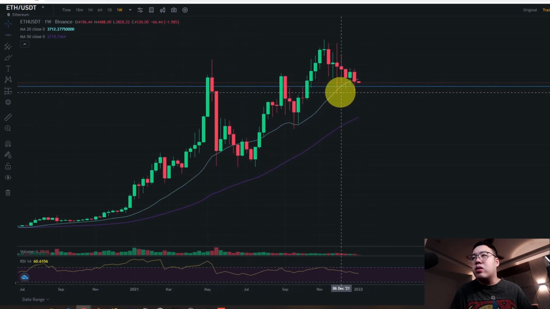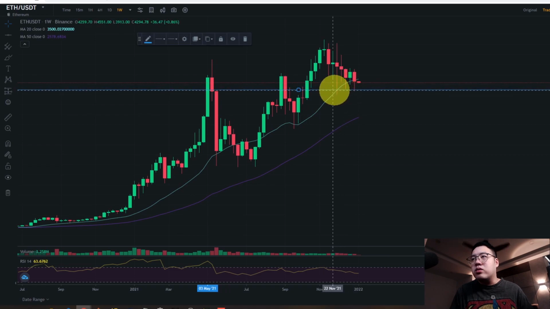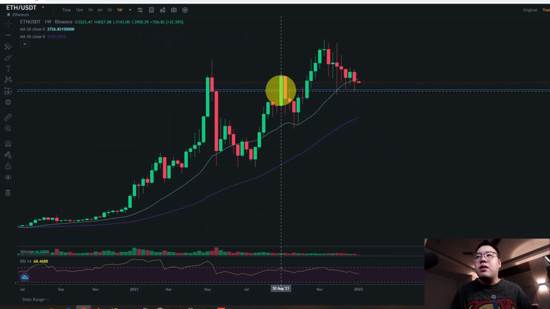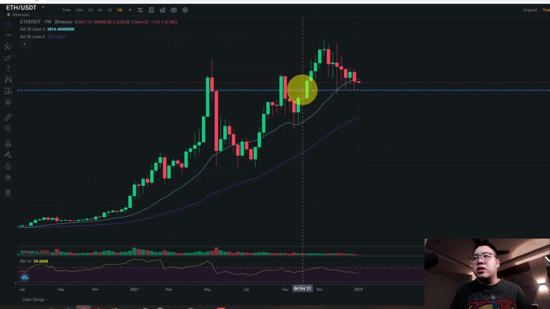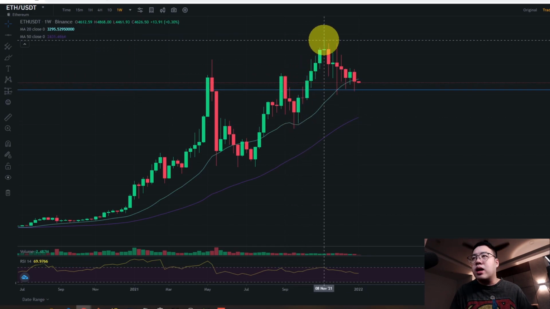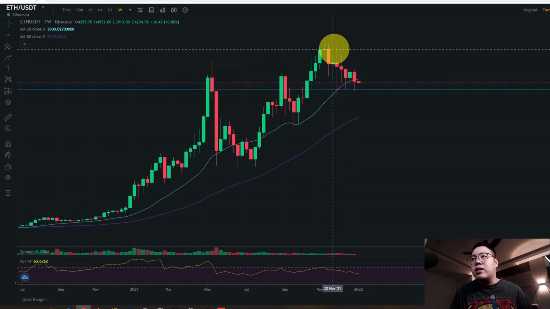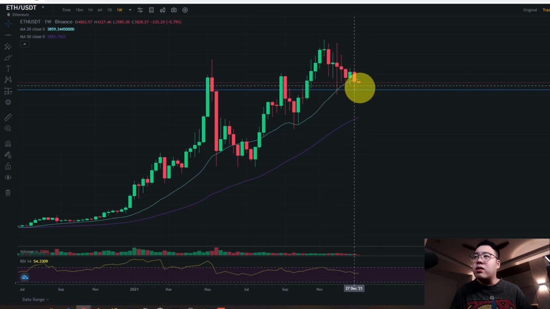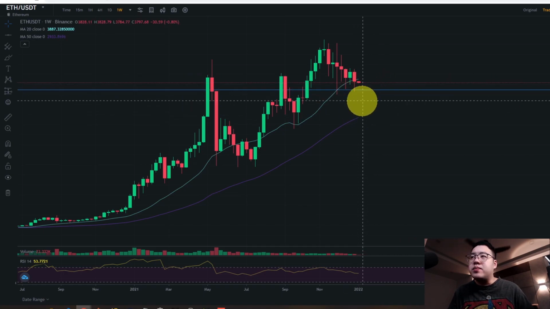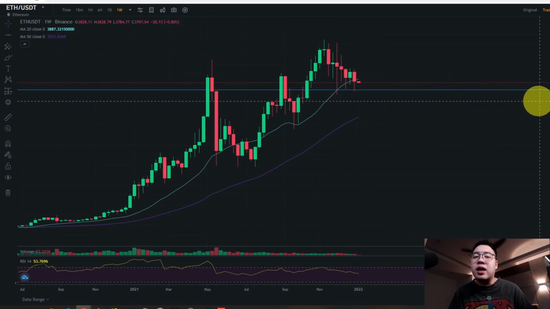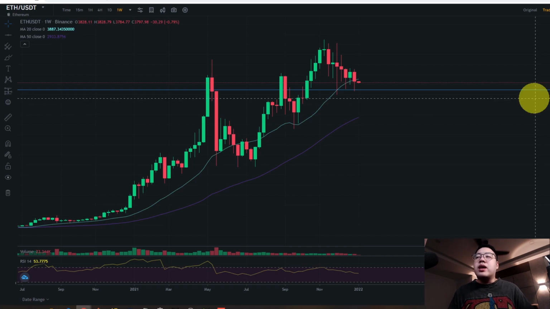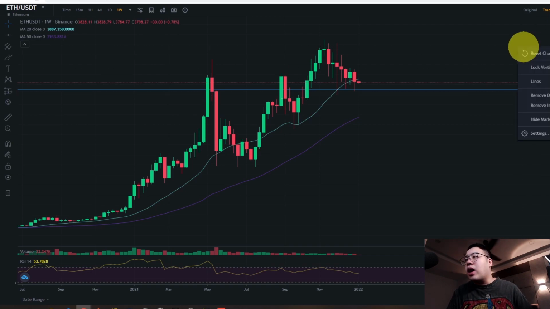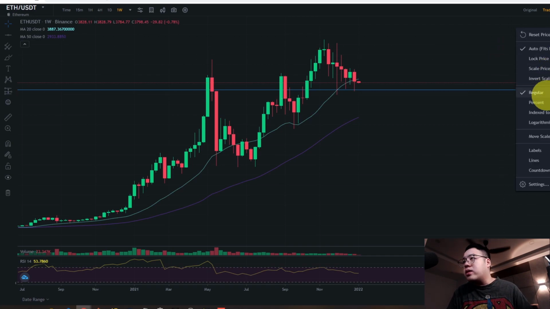You can either put it down below here if you want to, and you can see that every time it touches, it goes down, it touches, it goes down, and when it breaks, it goes up. Wherever it touches, it bounces back up. So right now, this weekly candlestick has the potential to touch this 3,600 price again first before it decides whether to go up or to go down. It's that easy.